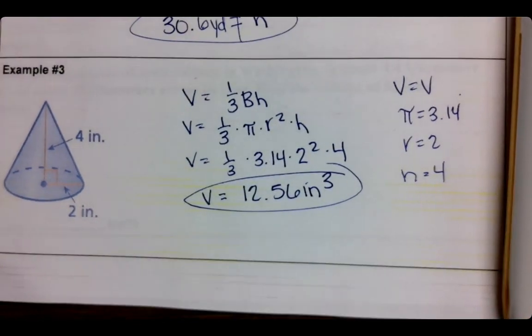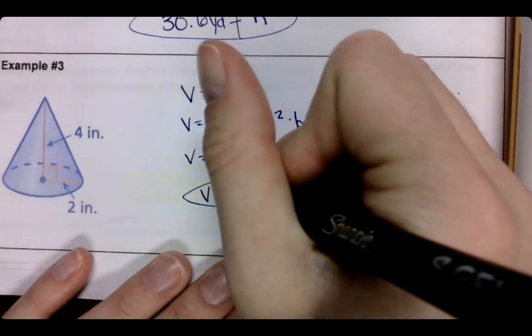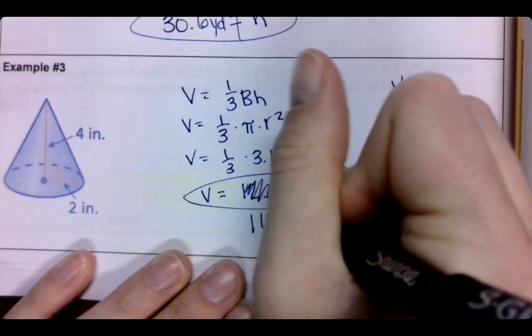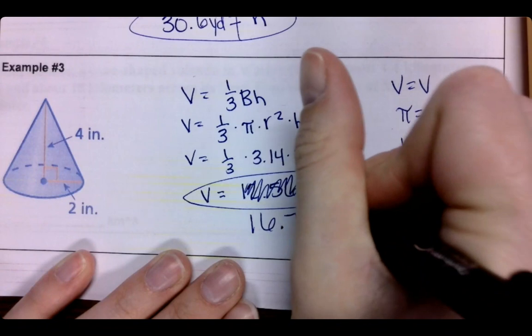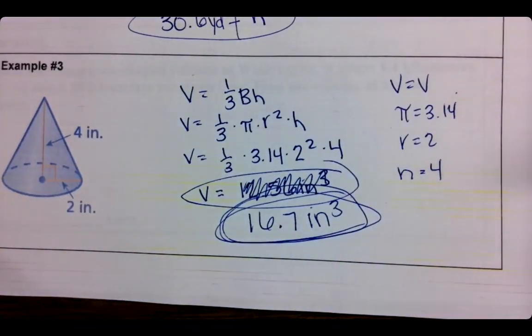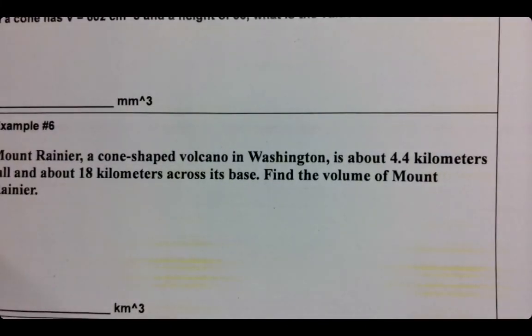Easy peasy. Oh, I did the wrong, hold up. I did the wrong number in here. My bad. You should have gotten 16.7 inches cubed. So sorry, I put in the wrong number. Ms. Sherman is not perfect, as we know. All right. Beautiful.